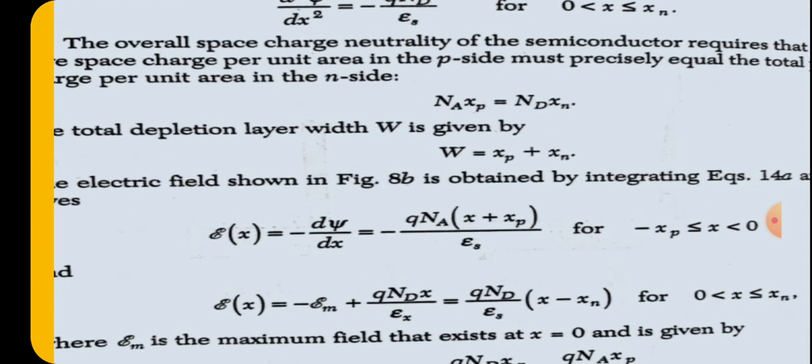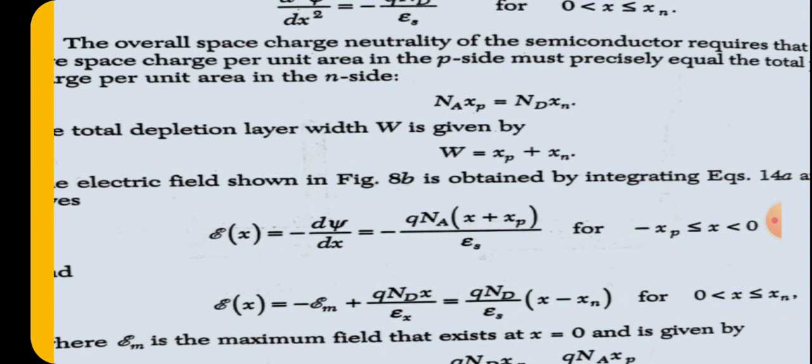The overall space charge neutrality of the semiconductor requires that the total negative space charge per unit area in the p side must precisely equal the total positive space charge per unit area in the n side. So, we have NA xp equals ND xn. The total depletion layer width W is given by W equals xp plus xn. The electric field, given by minus d psi by dx, is equal to q NA (x plus xp) divided by epsilon s for x lying between minus xp and 0.